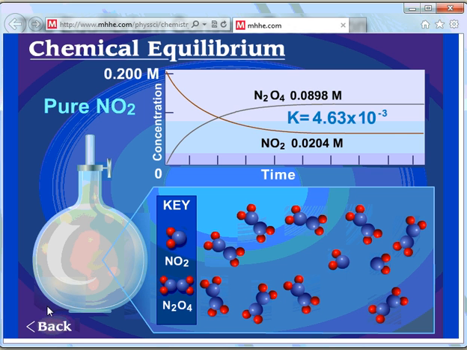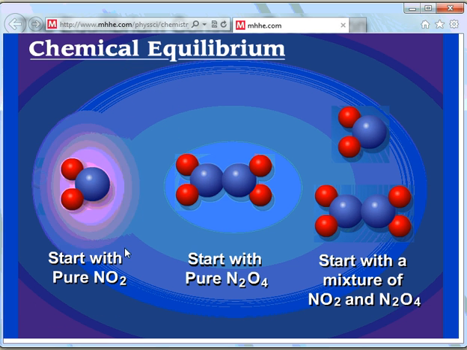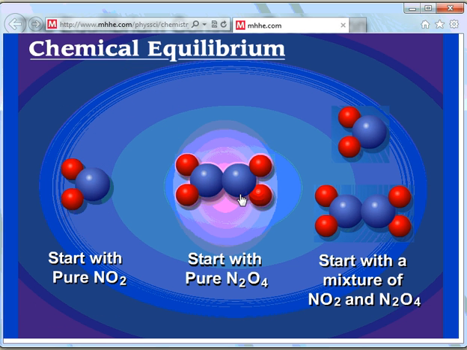If you take those two concentrations and plug them into your Kc expression, the Kc expression here will be the concentration of NO2 squared divided by the concentration of N2O4. You should verify that you get this answer for Kc. Pause the video here and try that just to be sure. So now let's go back and try the experiment again, but this time with pure N2O4 in the container.